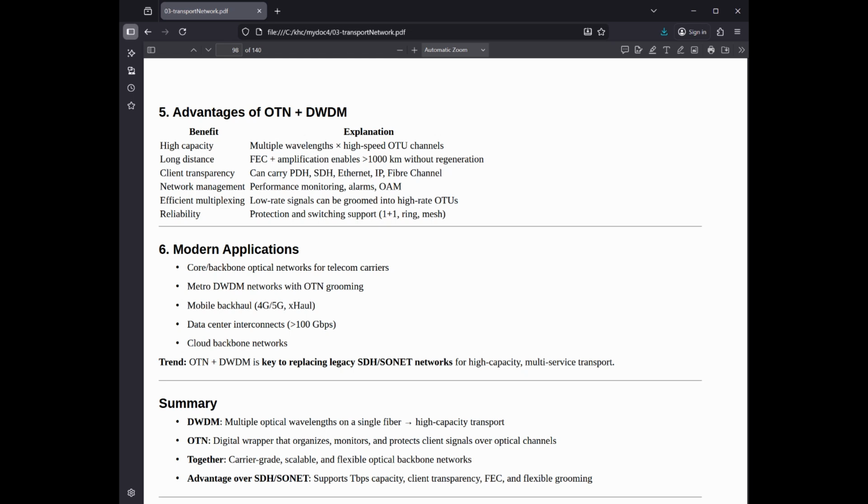4. Government and research networks. High security environments and scientific research, like CERN, generate massive amounts of data that must be transported securely. The application: moving petabytes of Large Hadron Collider data to research universities globally.